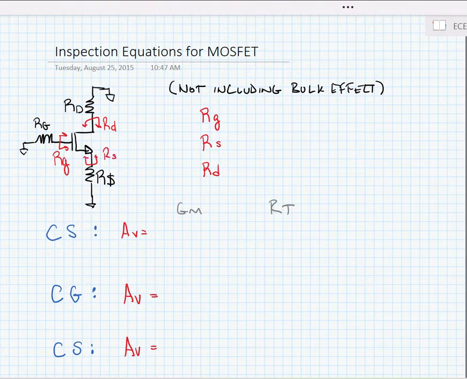And these can be given by the following. We know that looking into the gate, we see an open circuit or infinite resistance. Looking into the source, we see approximately 1 over gm. And looking into the drain, we see r_o times (1 + gm R_S).